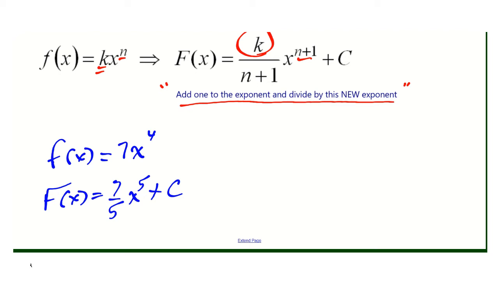Now if you doubt yourself, check it. Let's do the power rule on this and see if we get this back as our derivative. 5 multiplied by 7 over 5 would give me 7. Take 1 off my exponent would give me that. So it's got to be right, and the derivative of a constant would be 0.